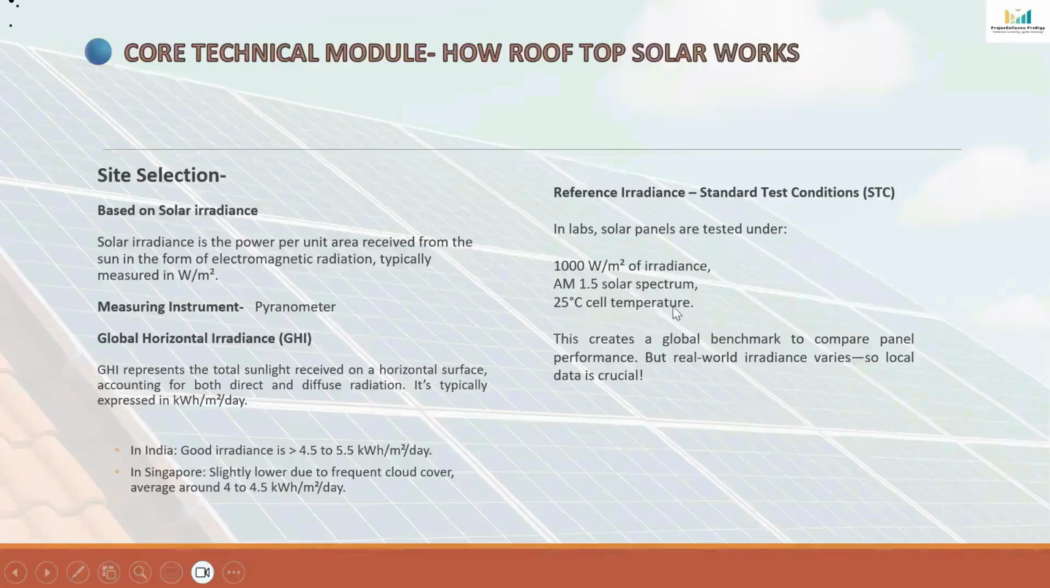The next condition is 25 degrees centigrade cell temperature, which means the temperature of the solar cells must be kept at 25 degrees because solar panel performance drops as temperature rises. The lab measures how much electric power in watts the panel produces at that moment, and that measured output becomes the panel's rated capacity. For example, if a panel generates 330 watts under these STC conditions, it is labeled as a 330 watt panel. This standard testing allows us to compare panel performance fairly using the same light and temperature in all tests.